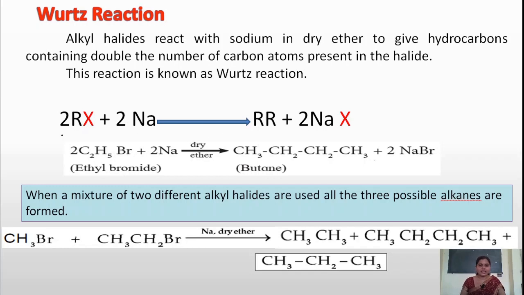So this is the general reaction, that is 2RX reacts with 2Na to give R-R and 2NaX. In this reaction, sodium reacts with the alkyl group, and these two alkyl groups are attached together to form an alkane, and the sodium reacts with the halogen to form sodium halide.